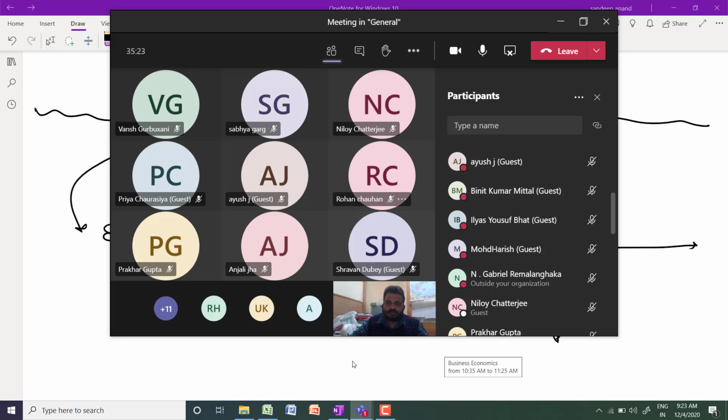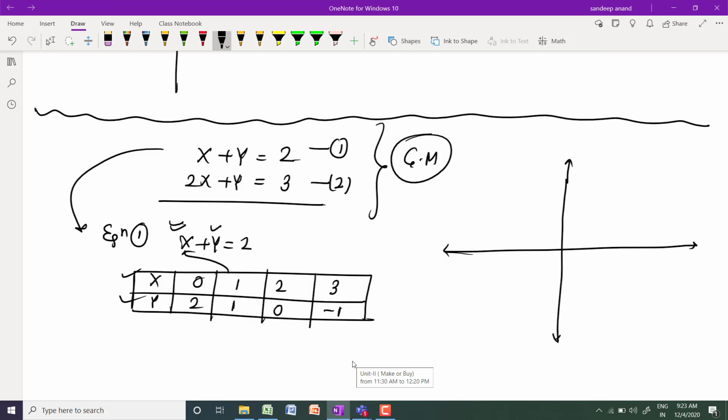So now I'm going to plot a line where I'm putting all these coordinates in the coordinate system. So where x equal to 0, y equal to 2. So this is x and y. This is the point, the coordinate of 0, 2.